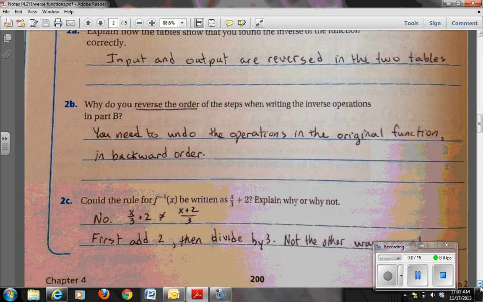Why do you reverse the order of the steps when you're writing them? When we're undoing the operations in the original function, you really do have to go backwards. You're trying to undo the operation. If you're adding, the opposite is subtracting, and you also have to go in the backwards order. The last thing you had done is now the first thing you do.